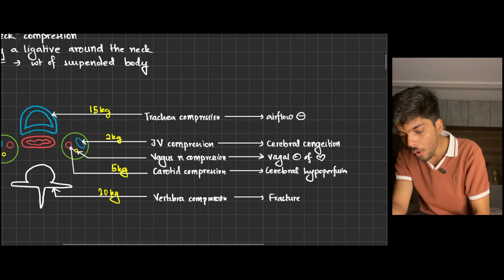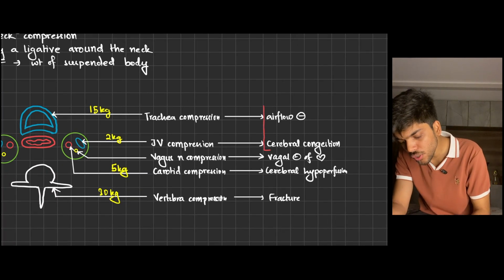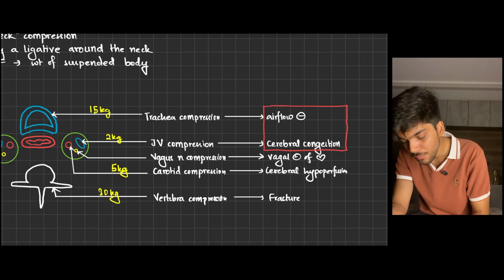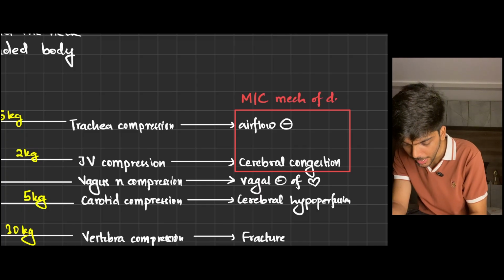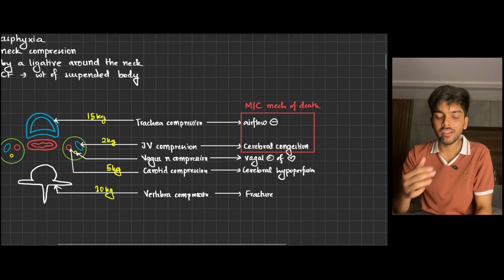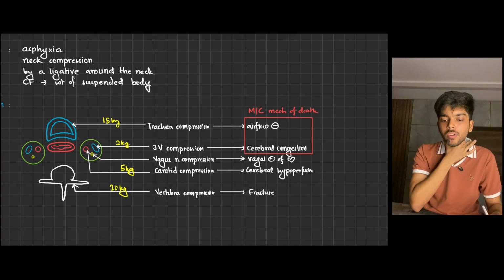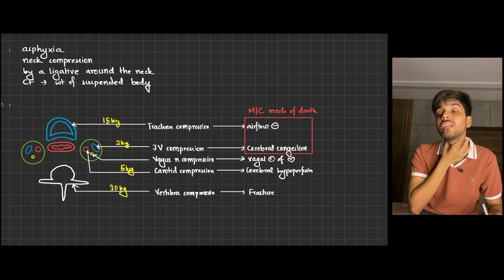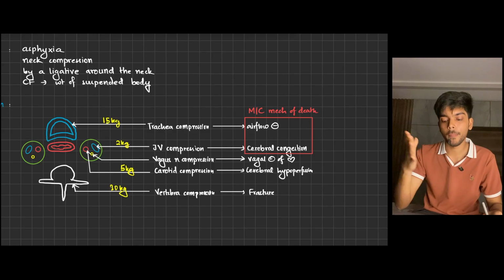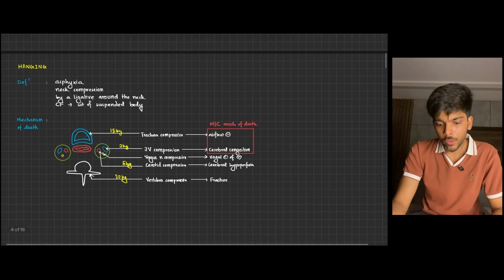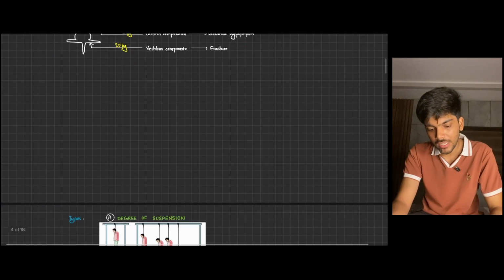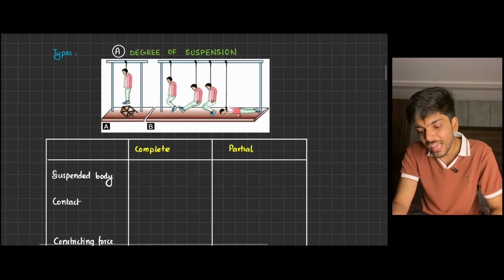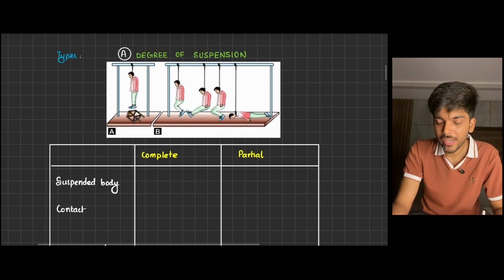Now, out of all these mechanisms, the most common mechanisms of death by hanging are these two: tracheal compression leading to airflow obstruction, and jugular vein compression leading to cerebral congestion. Good. So we are done with the definition, we are done with the mechanism. Now we need to understand the various types of hanging.